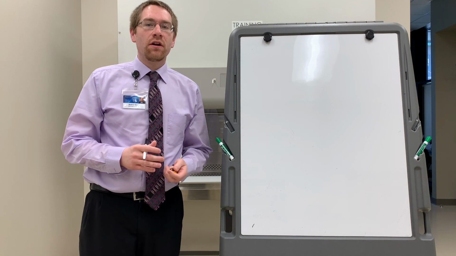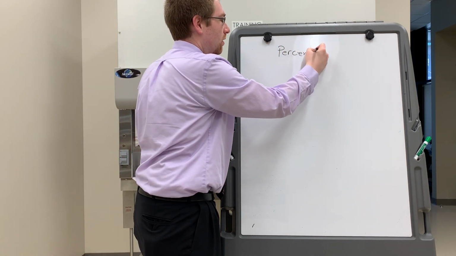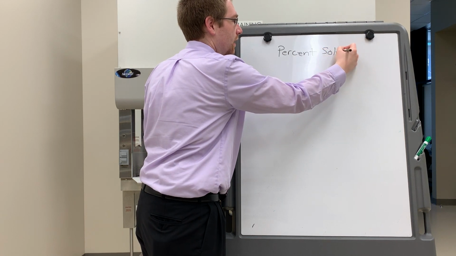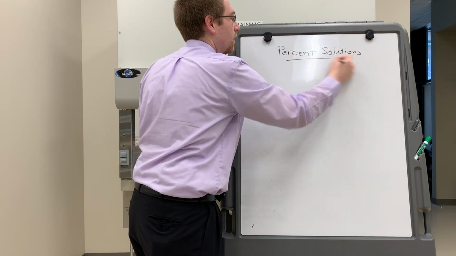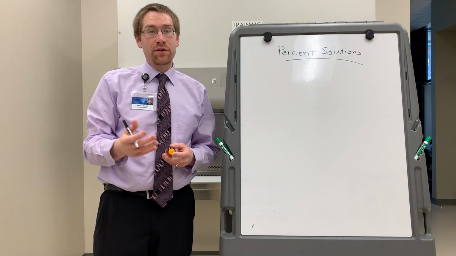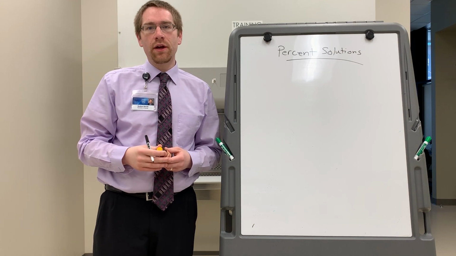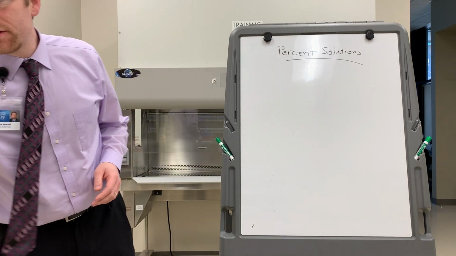Greetings. Today we're going to talk about percent solutions and what that means when you're talking about the concentration of a medication. Up to this point in the program, we've been working with medications that have traditional types of concentrations, such as this epinephrine vial, which is 1 milligram per ml. So what exactly does that mean?